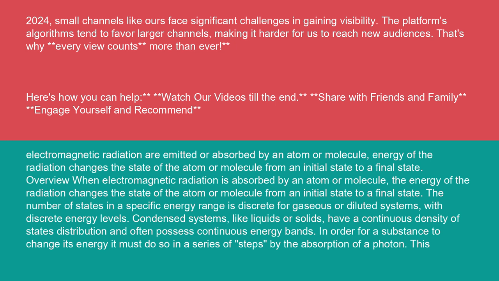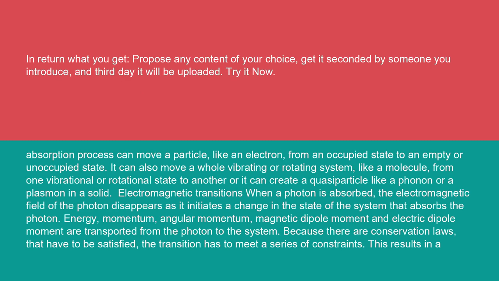In order for a substance to change its energy, it must do so in a series of steps by the absorption of a photon. This absorption process can move a particle, like an electron, from an occupied state to an empty or unoccupied state. It can also move a whole vibrating or rotating system, like a molecule, from one vibrational or rotational state to another, or it can create a quasi-particle like a photon or a plasma in a solid.